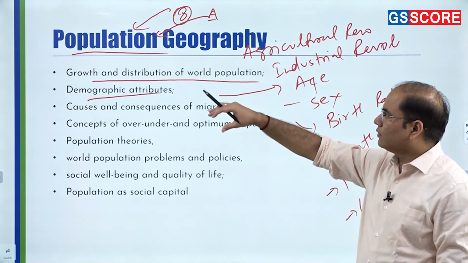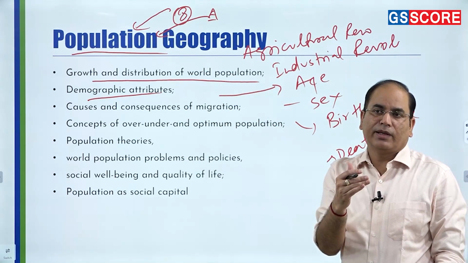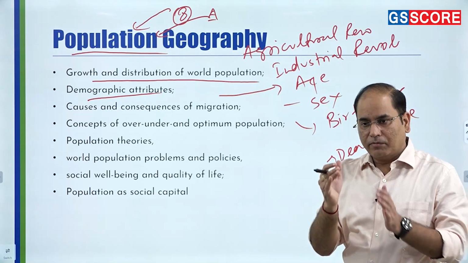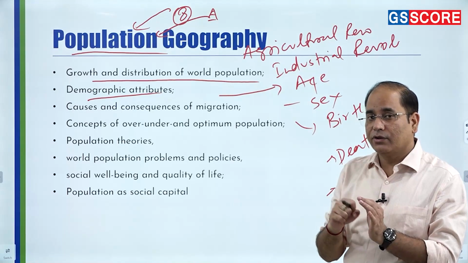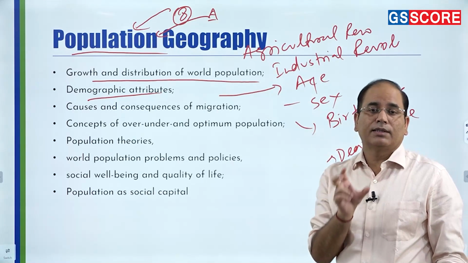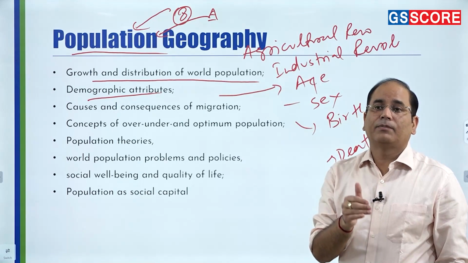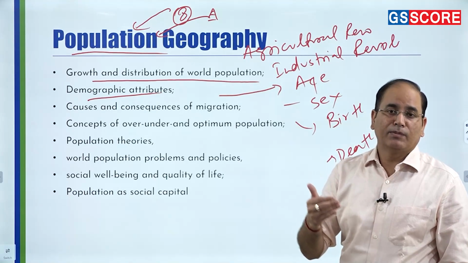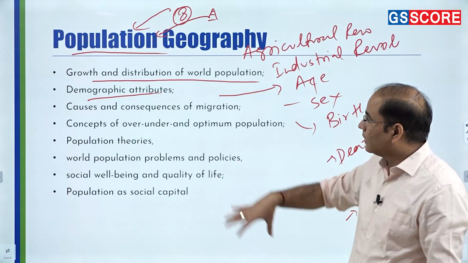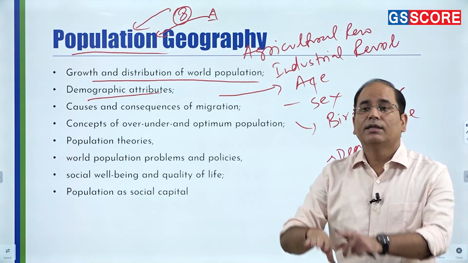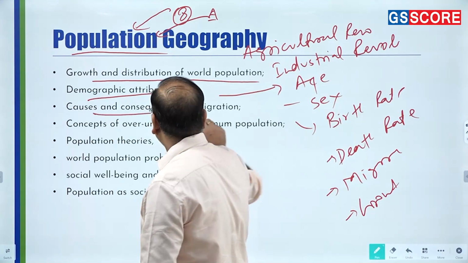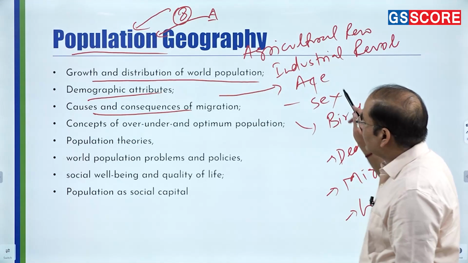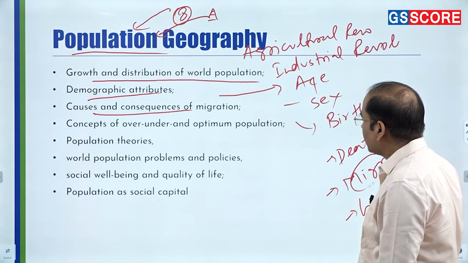The beauty is that in population geography you are supposed to study these in a very limited manner, but when it is part of paper 2, that is India geography, तो India geography में जो आपका cultural setting chapter है, वहाँ पे आपको ये topics थोड़ा detail में पढ़ने होंगे. So for India related, these demographic attributes are a detailed topic. Then we have causes and consequences of migration. So one of the population demographic attributes is migration.